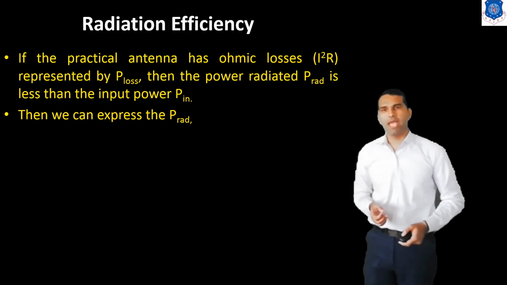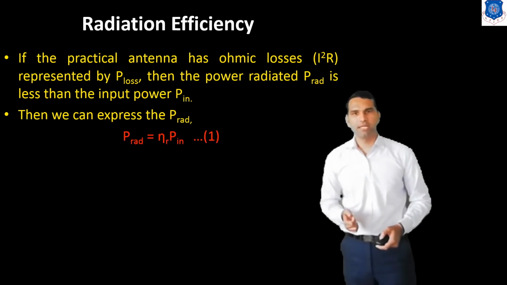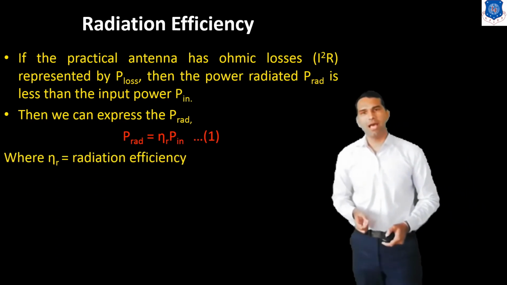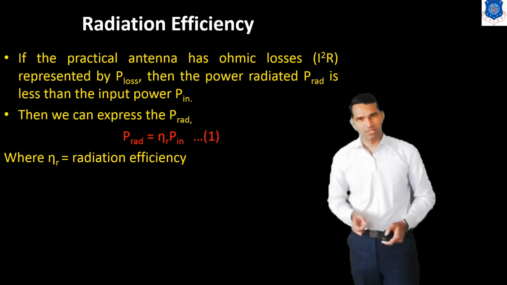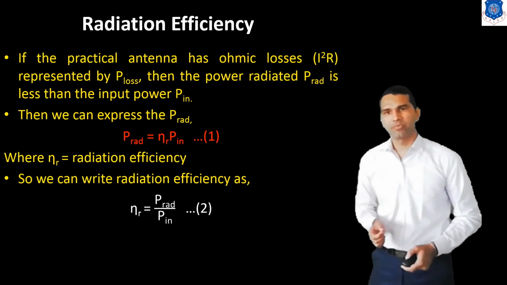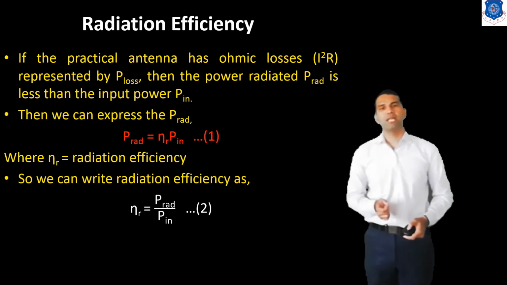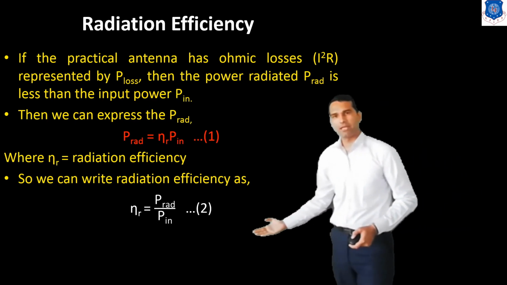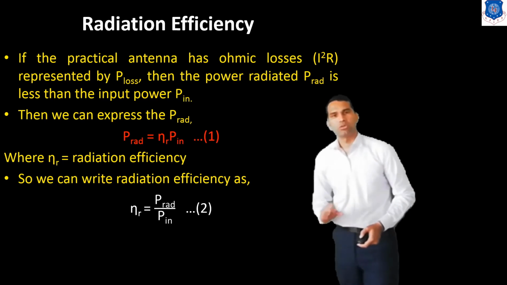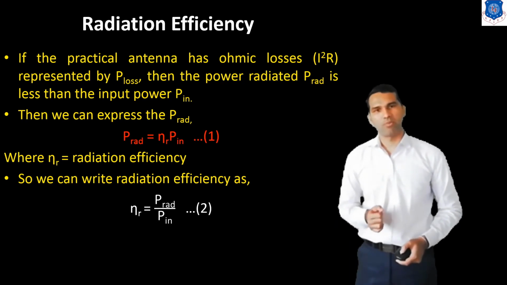Then we can express the power radiated as P radiate equals eta R into P in, where eta R is the radiation efficiency. So we can write the radiation efficiency as eta R equals P radiate upon P in. The ratio of the power radiated to the input power is known as the radiation efficiency.